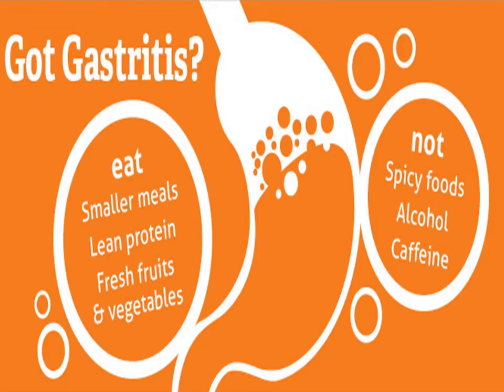So once you have got this gastritis, you should eat smaller meals. You should include more protein, fresh fruits and vegetables in your diet. You should not use spicy food, caffeine. Stop smoking. Avoid alcohol as it is prohibited in Islam. So this is the important thing about the last slide: fresh fruits and vegetables, and stop the spicy foods.